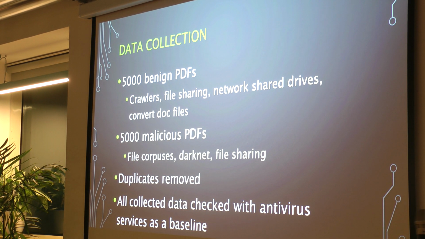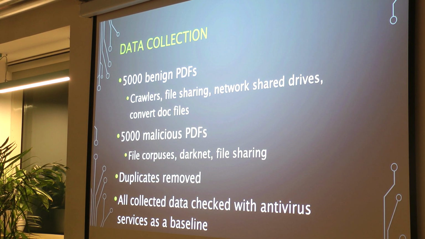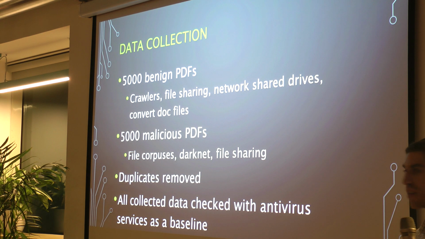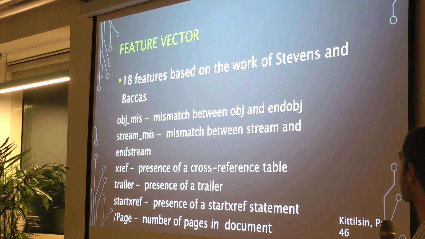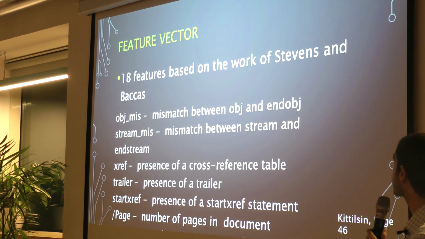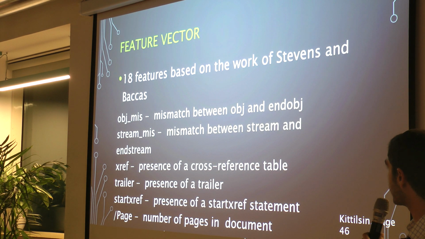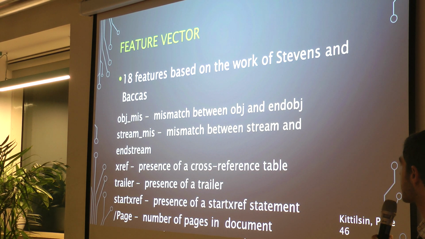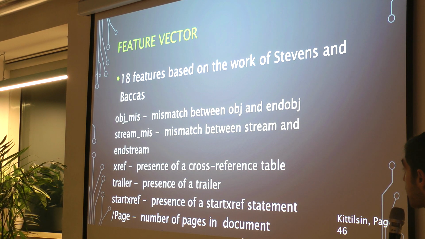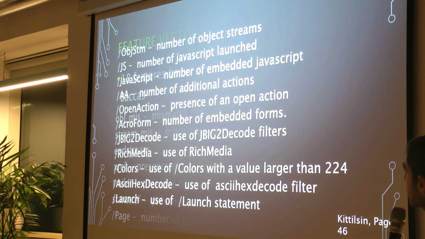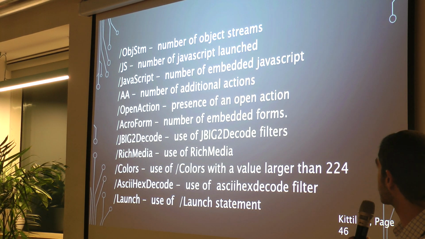With all the duplicates removed, all the PDFs were scanned in a regular antivirus program as the baseline to label all the data. And that was the ground truth of the data. Based on the work of Stevens and Bacchus, a data set of 18 features was created. Some of these features are a mismatch between object and end object, or the presence of a trailer, the number of pages in the document, the presence of JavaScript, or even the open action.